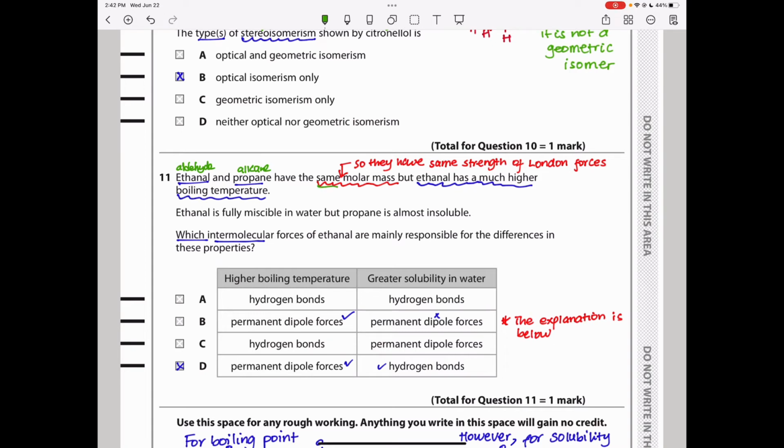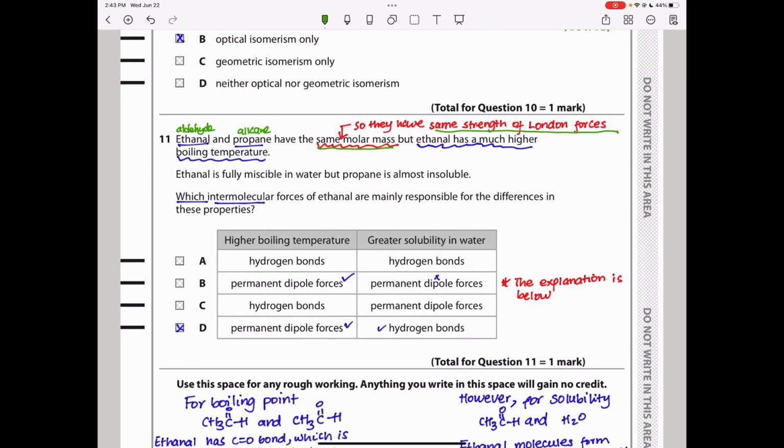When they say that organic compounds have the same molecular mass, we expect that they have the same strength of London forces. That is very important. So if they have the same strength of London forces, but one has a higher boiling point than the other, it means there is another intermolecular force that is causing that other molecule to have a higher boiling point. And in this case, since ethanol has a higher boiling point than propane, yet they have the same strength of London forces, it means the aldehyde, which is ethanol, can form stronger intermolecular forces that lead to a higher boiling temperature.